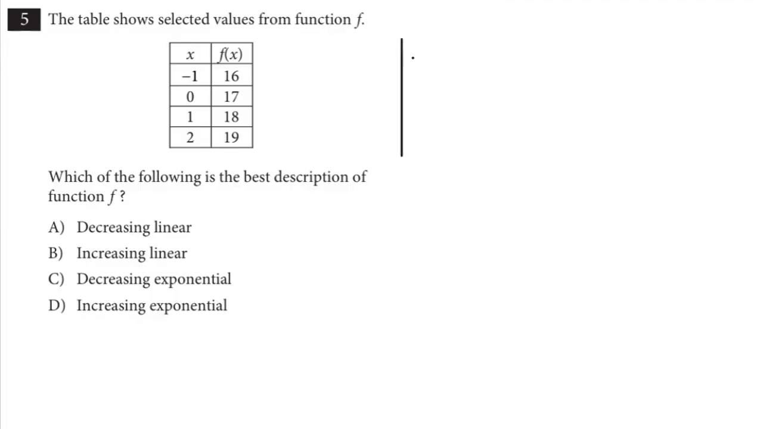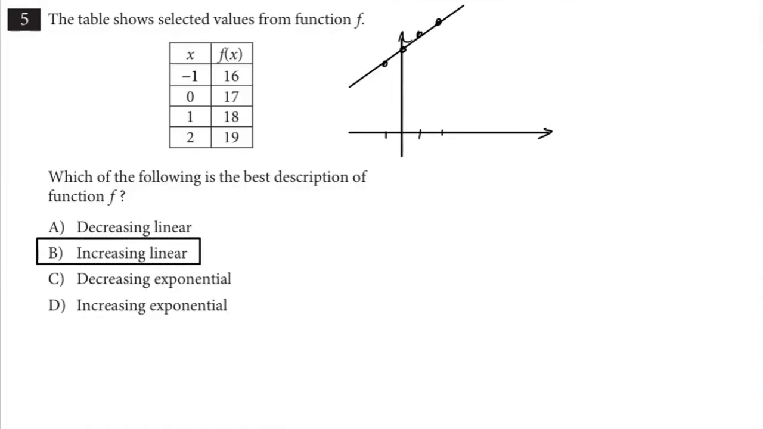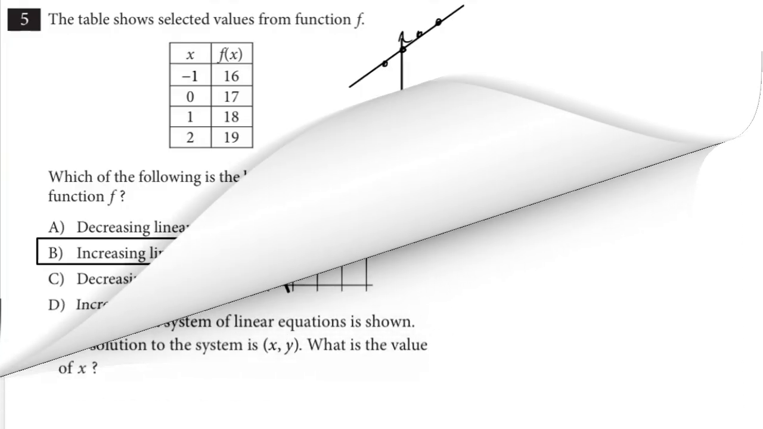But I highly recommend that some things can just be done manually. There is no mark for method, so it's just the correct answer. So -1 gives me a 16, 0 gives me a 17, 1 gives me 18. Well, I can sense it's increasing, and 2 gives me a 19. So it's just a linear growth. So increasing linear. B is the correct answer, right? So try finding ways which work, the quicker ones, because time is really precious on the SAT.